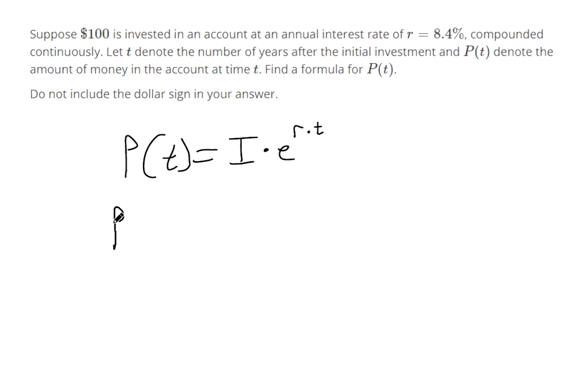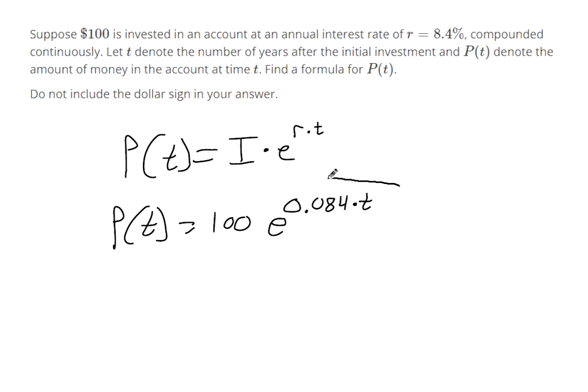So in this problem, the initial amount is $100. And for r, always put the percentage in as a decimal in the compounded continuously formula. So r is 0.084, and then t is something we don't know. So that's the formula you want to type in, if they have an empty box. This is your P of t, so it's 100 times e to the power of 0.084t.